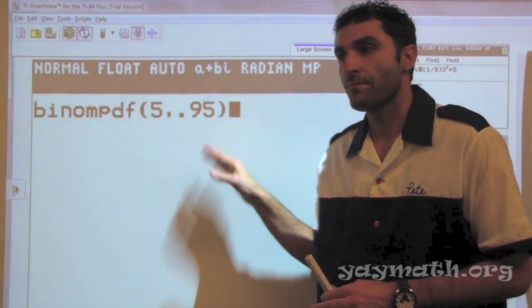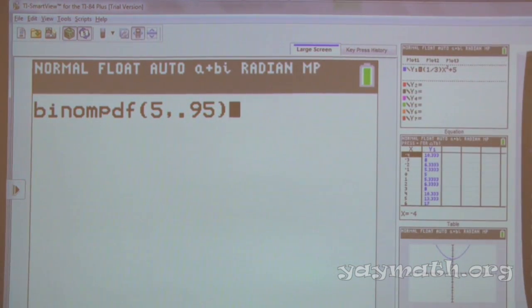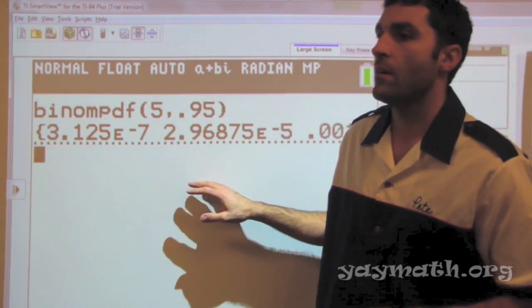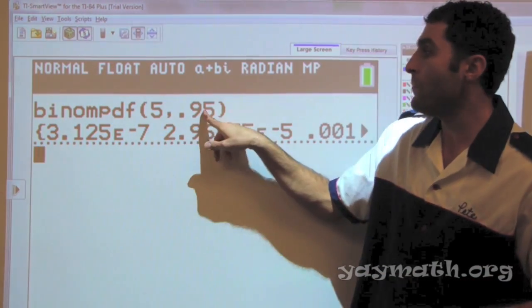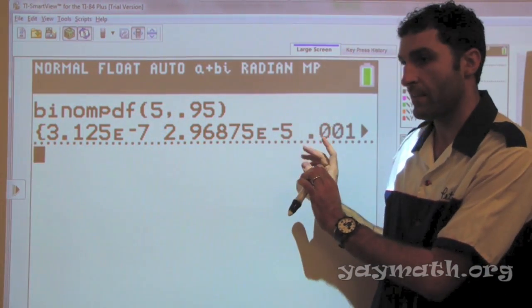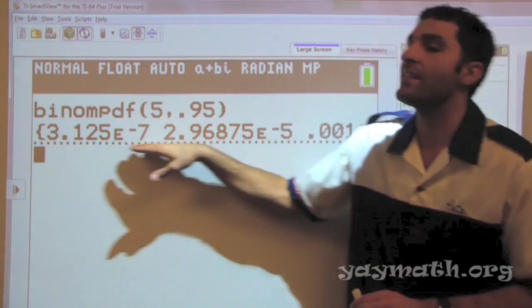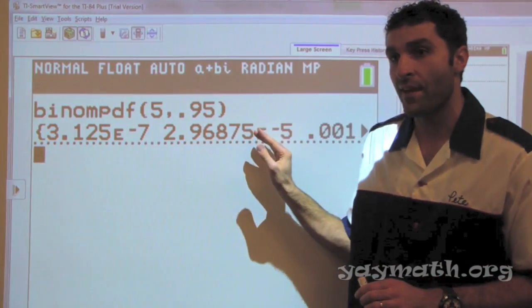So what do you put in when you get to the page where it says trial P X? P would be 0.95. X you leave blank. Oh, you just leave it blank, and you get this. Now this is the list. This is the list of answers.